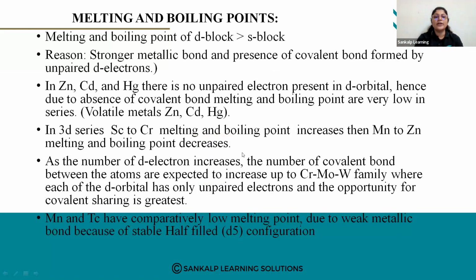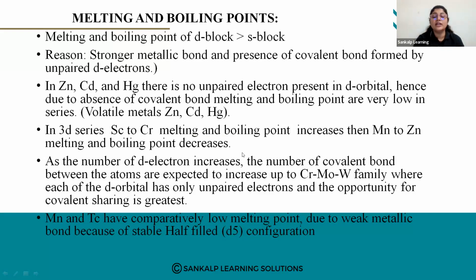Melting and boiling point of D block elements is greater than S block elements. Why? What is the reason? Because stronger metallic bond is present. So as you go across this, what will happen to metallic bond? It goes on increasing, and presence of a covalent bond which is formed by unpaired D electrons.